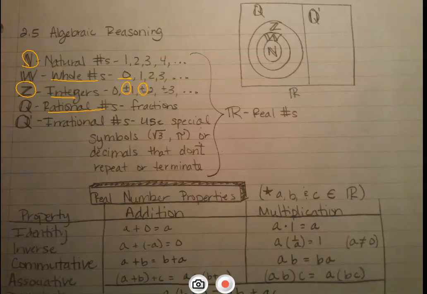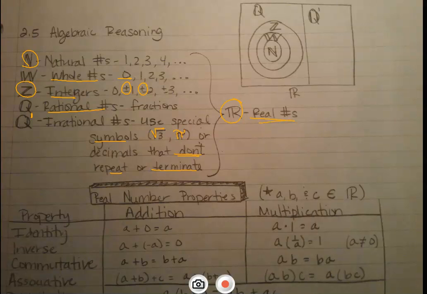And the irrational numbers are the Q, but they have a little prime in them. Those are the irrational numbers. So they use special symbols, like the square root or pi, or they're decimals that don't terminate and don't repeat. They're the ones that just go on and on and on. But a lot of times they have those special numbers. All of these, however, are called the real numbers.